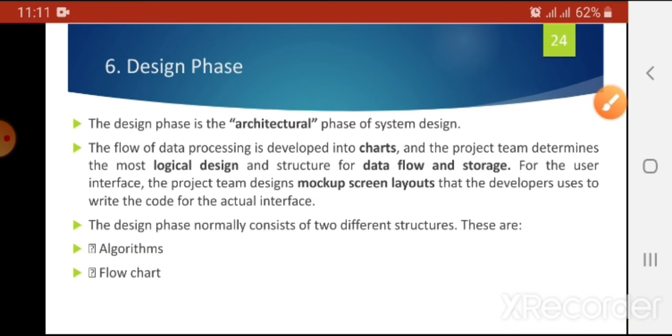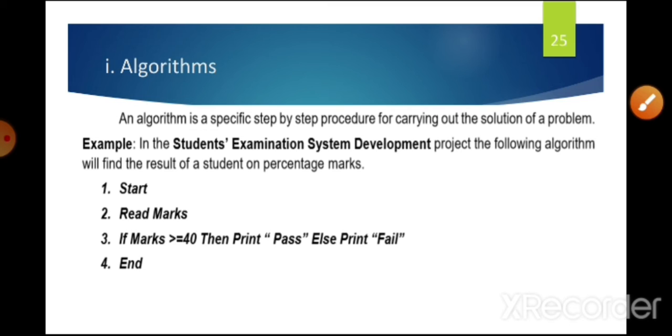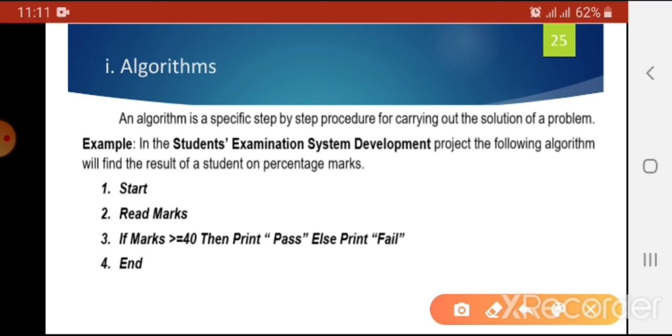So what is an algorithm? Algorithm is a specific step-by-step procedure to carry out the solution of a problem. जो भी हमारा solution होगा उसको step by step form में लिखना जो है, that is the algorithm.